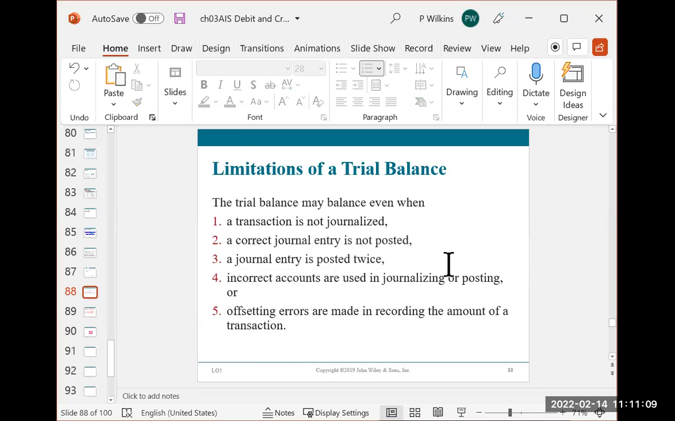So those are the limitations of the trial balance. All right, so we are going to stop there, and then we're going to work on a trial balance problem.